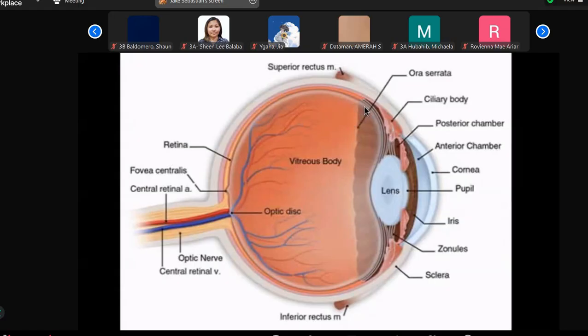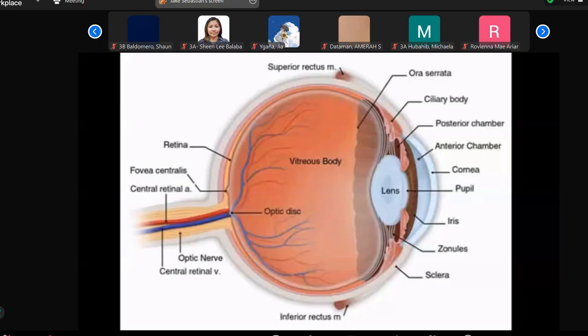So, again, the vitreous is attached to the ora serrata, to the blood vessels, to the macula, and to the optic disc. So when we age and the vitreous collapses, that's what we call, what is it called? PVD, posterior vitreous detachment.